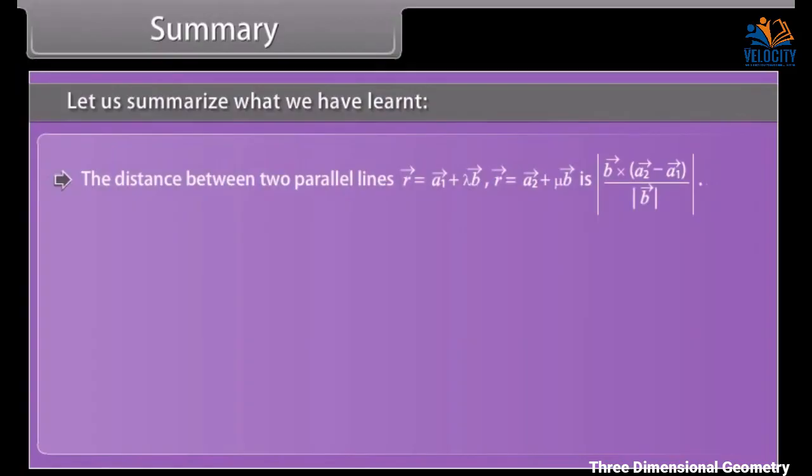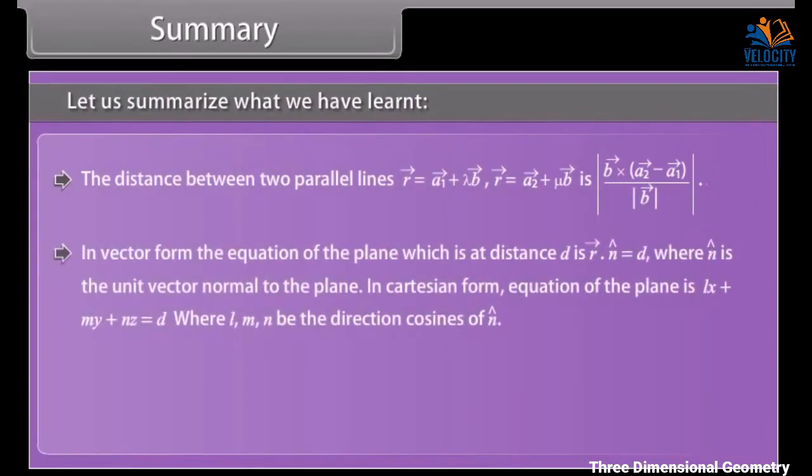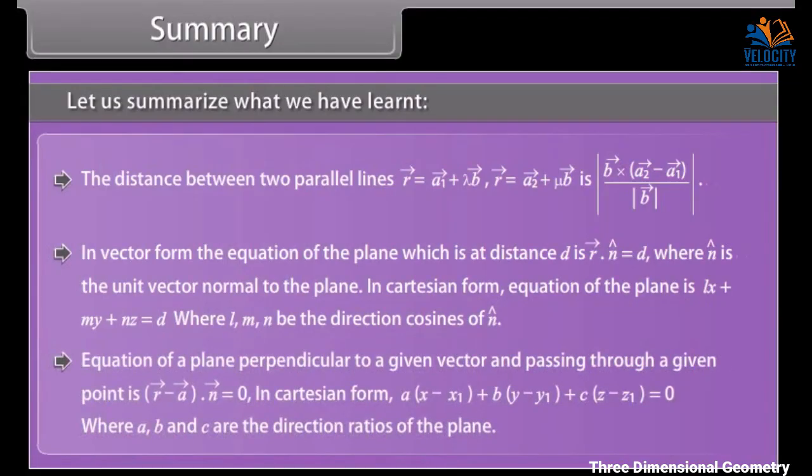The distance between two parallel lines is given by the formula. In vector form, the equation of the plane which is at distance d is given, where cap n is the unit vector normal to the plane. In Cartesian form, the equation of the plane is given, where l, m, n are the direction cosines of cap n. Equation of a plane perpendicular to a given vector and passing through a given point is, in Cartesian form, given, where a, b, and c are the direction ratios of the plane.